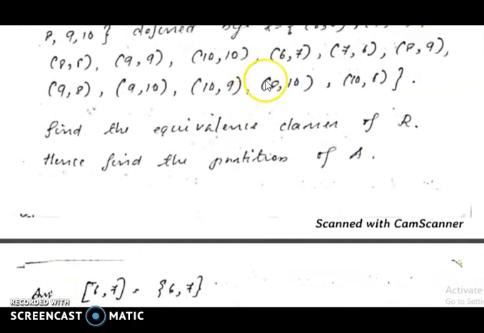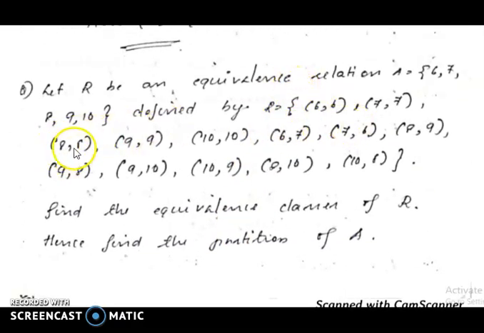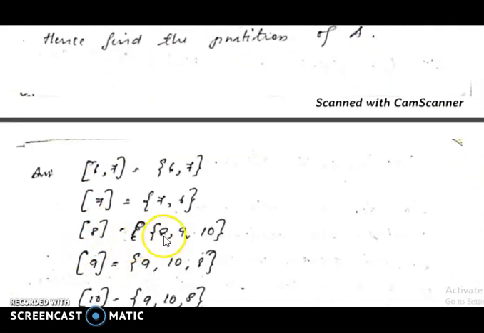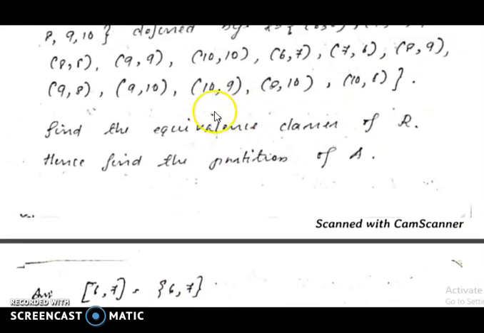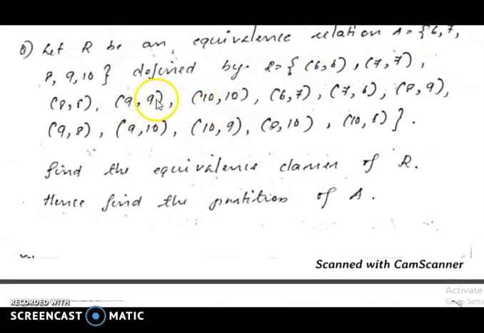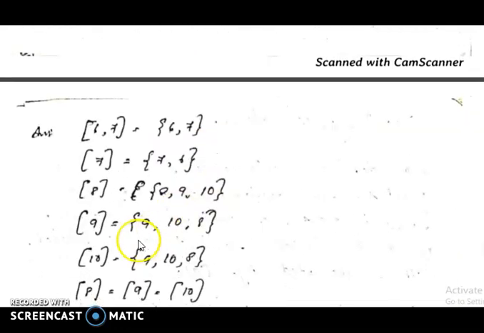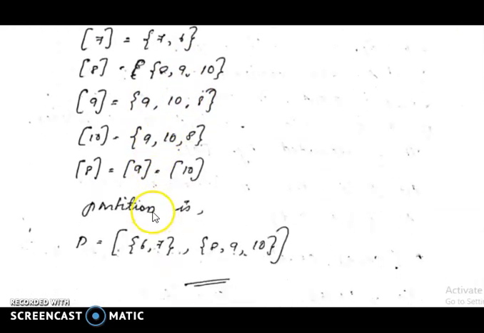Then coming to 8. Equivalence class of 8: 8 is related to 8, 8 is related to 9, 8 is related to 10. So {8, 9, 10}. 9 is related to 9, and 9 is related to 8 and 10. That's all. So here it comes {8, 9, 10}. Likewise you can find the equivalence classes for the remaining elements.